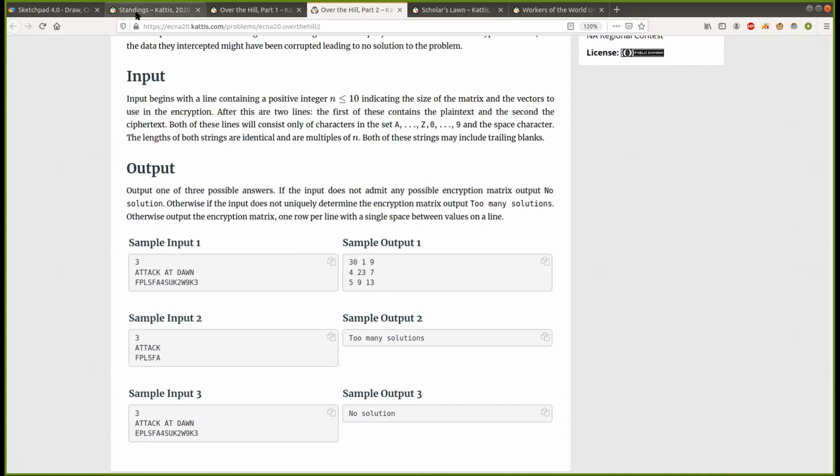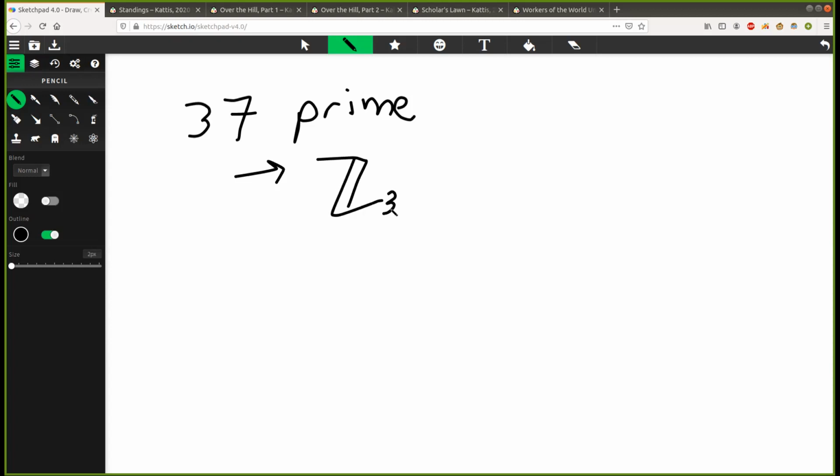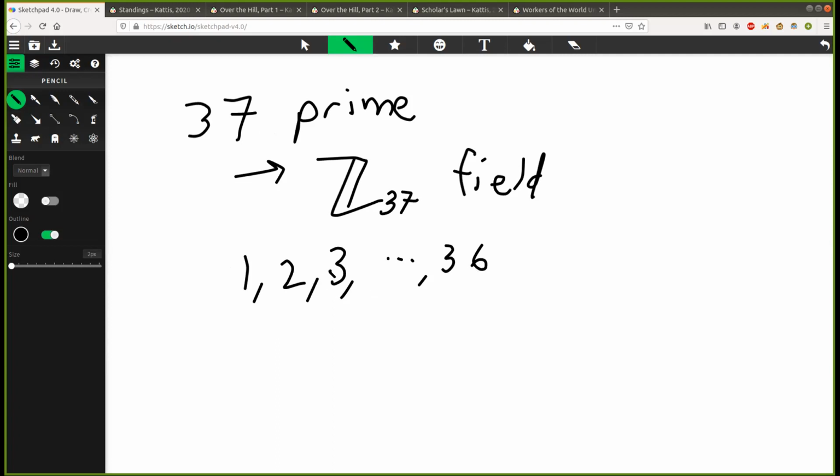So for this problem, there are a couple of things to observe. One is that 37 is a prime, and that's actually important. This means that integers mod 37 are a field. If you don't know what that means, that's okay. What that basically means is that the numbers have inverses. So 1, 2, 3, etc., to 36: each number here has a different number, or possibly the same, between 1 and 36, where you can multiply it and you get back to 1 mod 37.